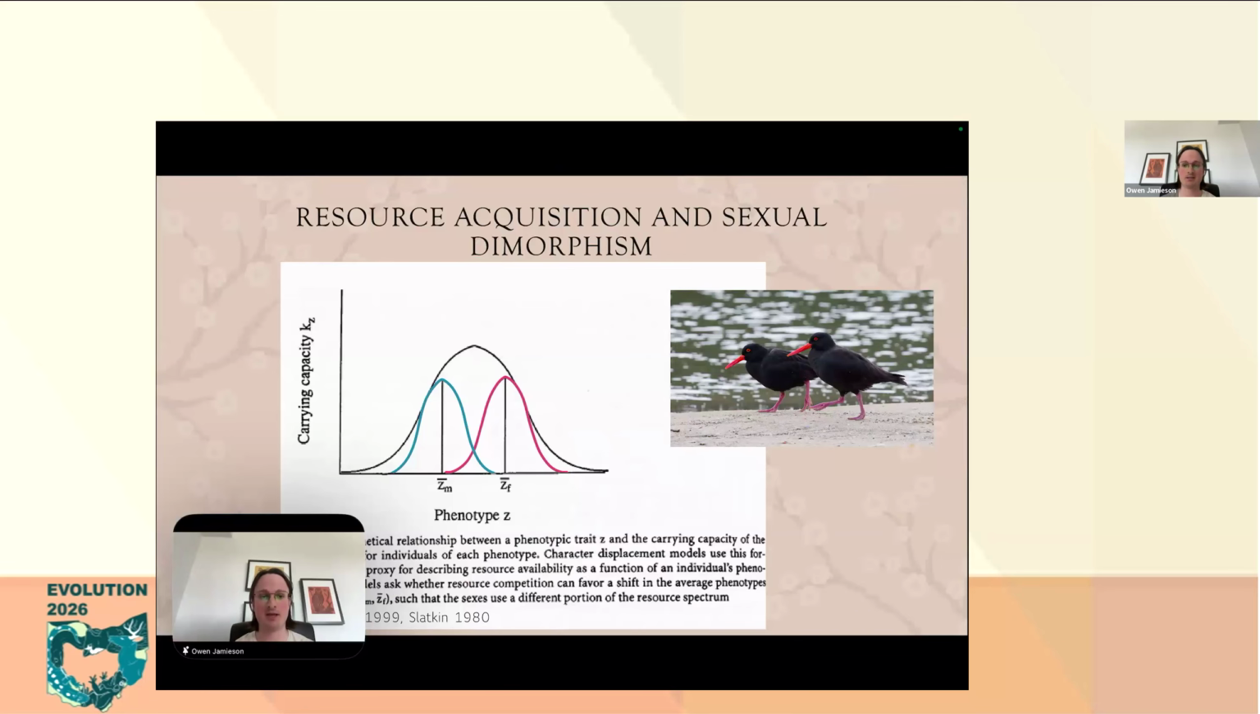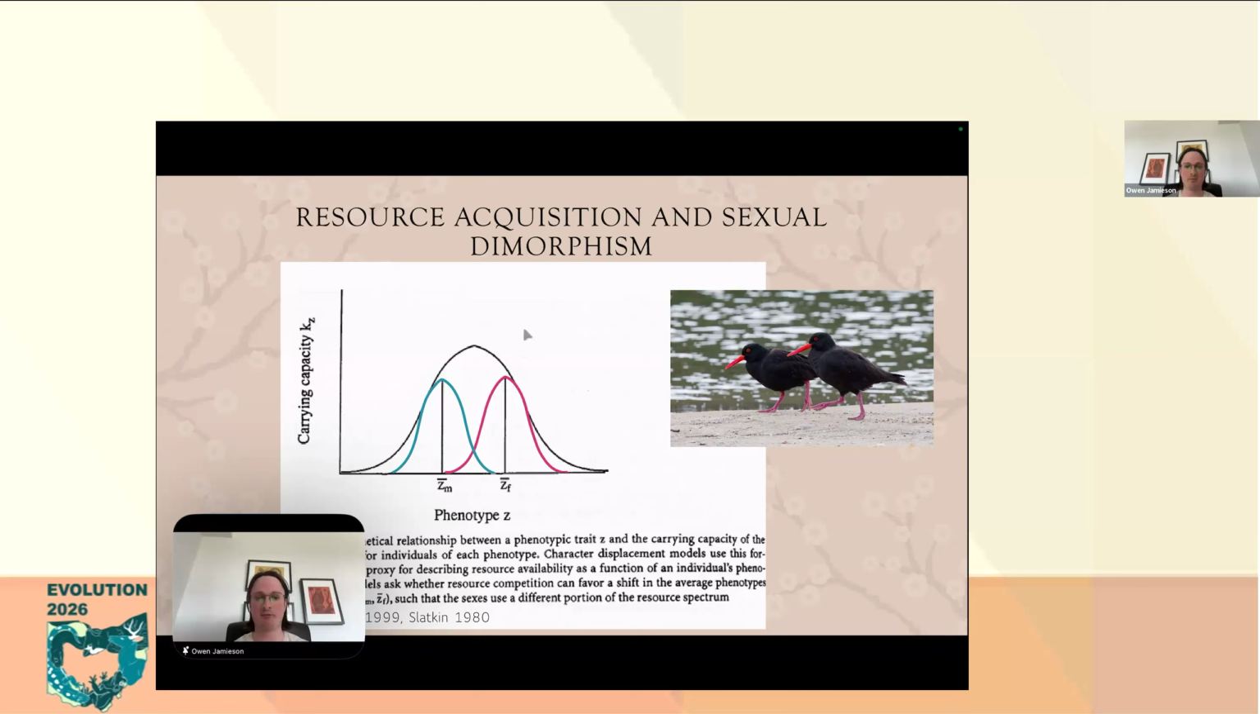And these are what are known as ecological sexual dimorphism. So it's dimorphism that has to do with how they use their environment. And this has been talked about for a long time. Darwin mentioned this in Descent of Man, but very briefly. And it's been built upon by other scientists since then.